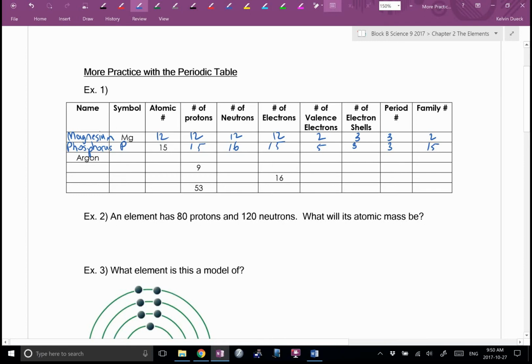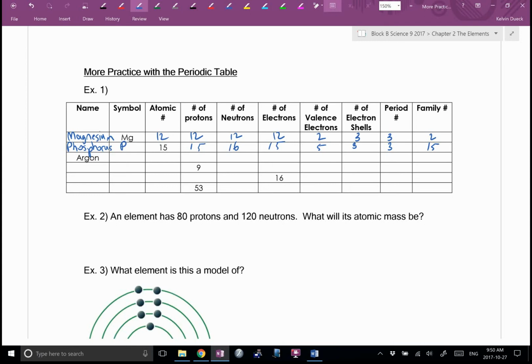What's right above phosphorus? Nitrogen and phosphorus will combine chemically in similar ways. That's why they're in the same family. As will arsenic, as will antimony, as will bismuth.